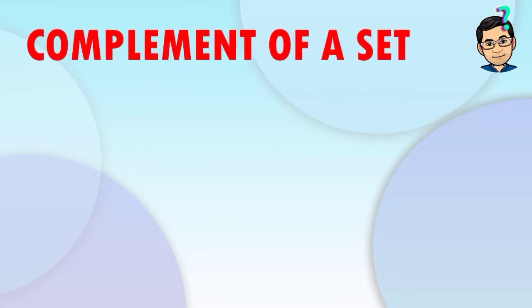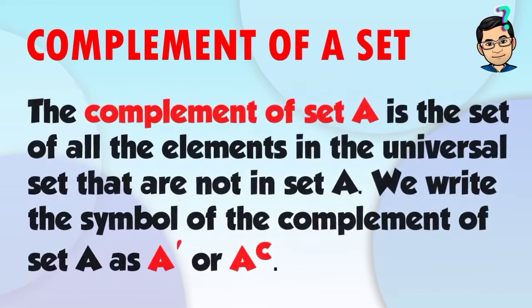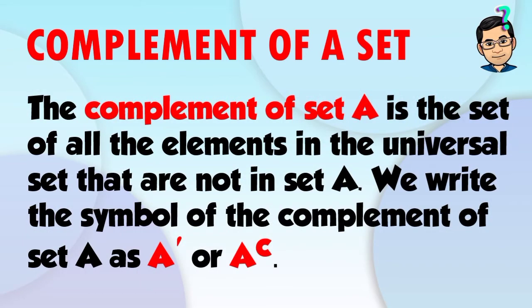So, start tayo for complement of a set. The complement of a set A is the set of all the elements in the universal set that are not in set A. So, lahat ng elements na wala sa set A, of course, matatagpuan sa universal set. We write the symbol of the complement of set A as A prime or A raised to C. So, yung prime na sinabi ko kanina is yung apostrophe. And then, shortcut for complement, C.